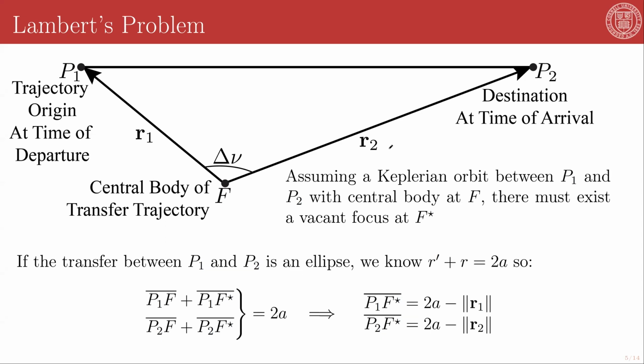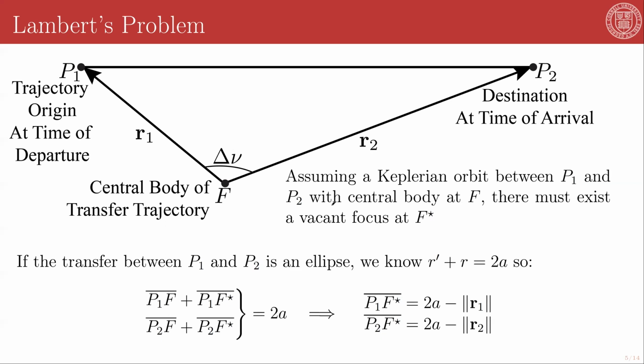And we have the ability to calculate the radius R P2 rel F, which we will call R2. Since we know R1 and we know R2, we can calculate the 3-dimensional angle between them, which we will call delta nu. And our problem statement is to find all possible 2-body orbits with F as the central body that patch between P1 and P2.